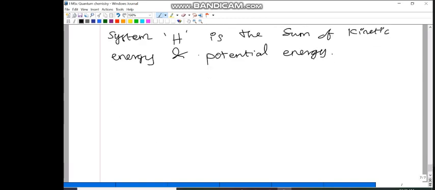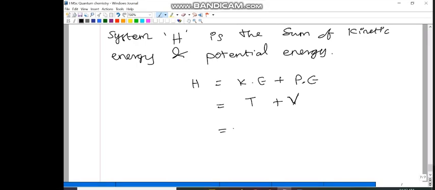So for H, that is equal to kinetic energy plus potential energy. So we have seen in the Schrodinger wave equation, the symbol for kinetic energy we considered T and the potential energy V. Usually we take kinetic energy as E, but here it may cause some confusion. That's why we are taking kinetic energy as T. So you know that kinetic energy formula.